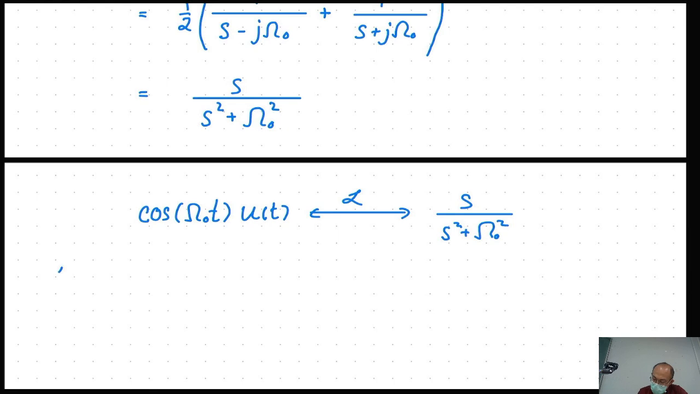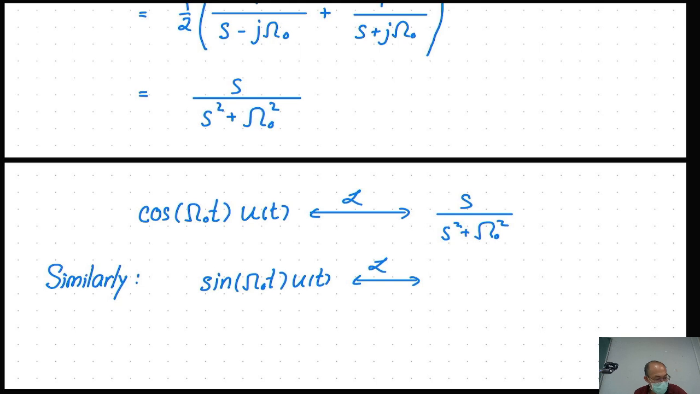Now, similarly, that was for cosine, and I would encourage you to do the sine as well. You can prove that for sine omega 0 t u(t), the Laplace transform would be omega 0 over s squared plus omega 0 squared.